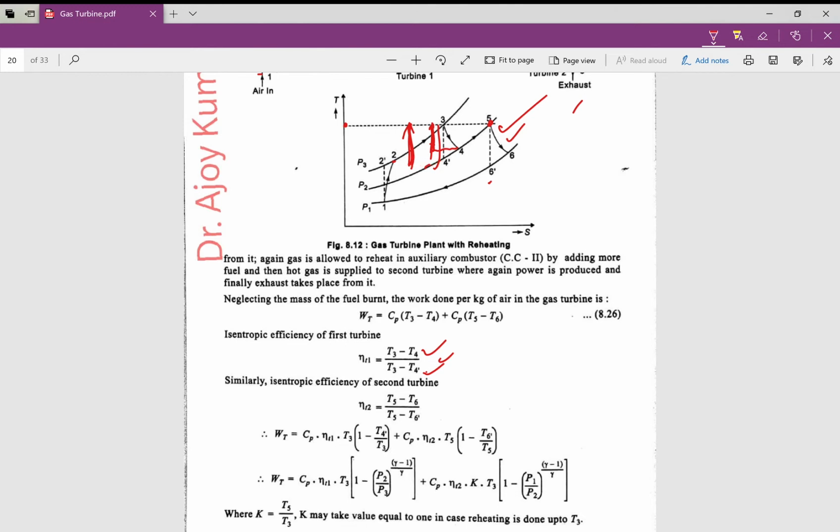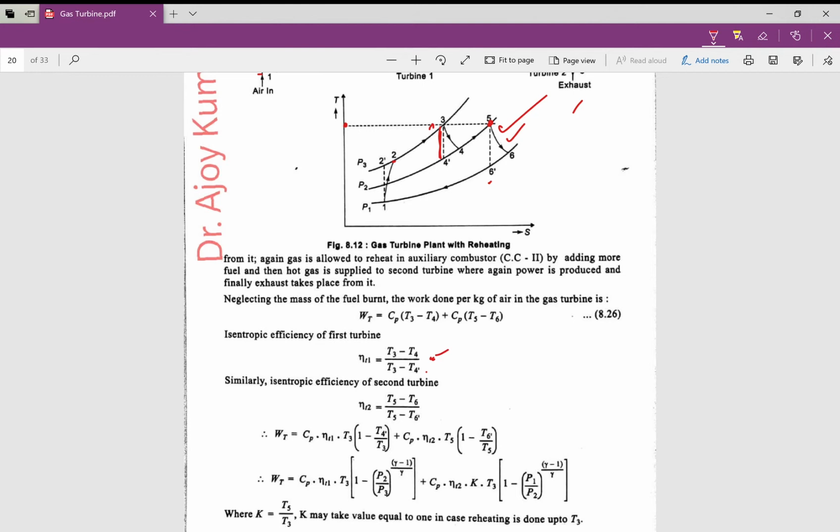T3 minus T4 is the actual expansion. So we can say efficiency is actual expansion divided by isentropic expansion. Actual expansion divided by isentropic expansion. So we can write it over here, and it comes numerically like this.